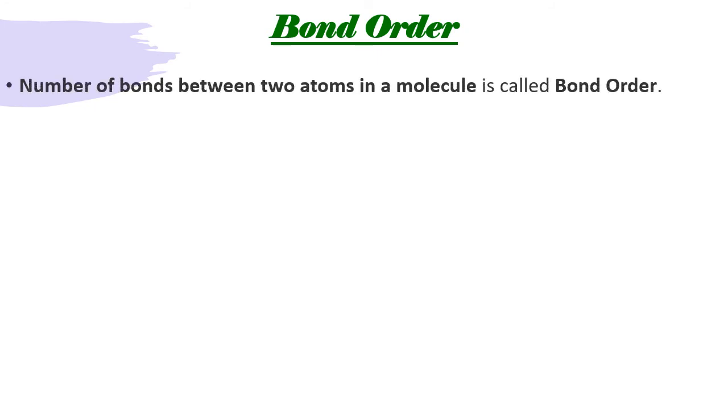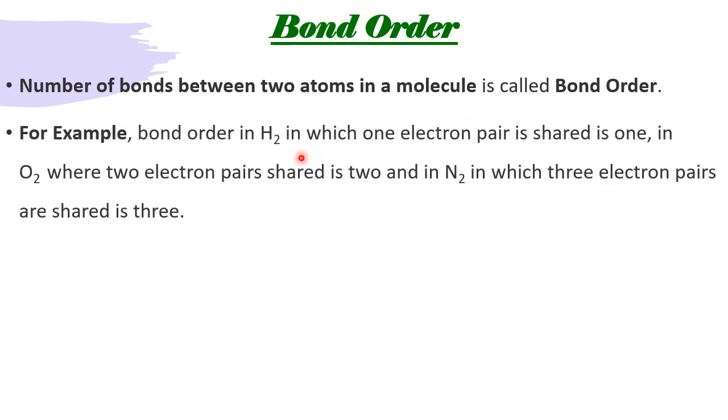Now we'll go for the fourth and final bond parameter. The number of bonds between two atoms in a molecule is called bond order. How many bonds are there between the two atoms? That is the bond order. For example, bond order in H2, in which 1 electron pair is shared, is 1. In O2, where 2 electron pairs are shared, it is 2. And in N2, in which 3 electron pairs are shared, it is 3.